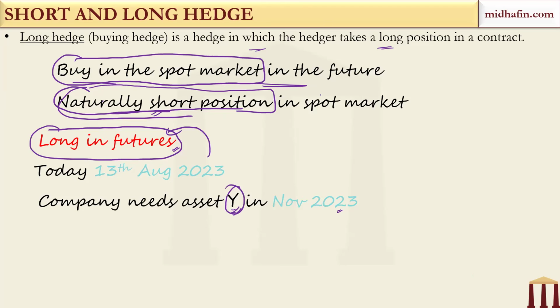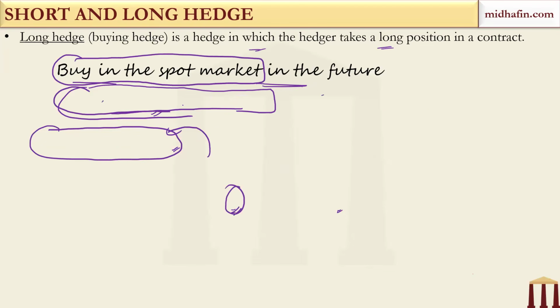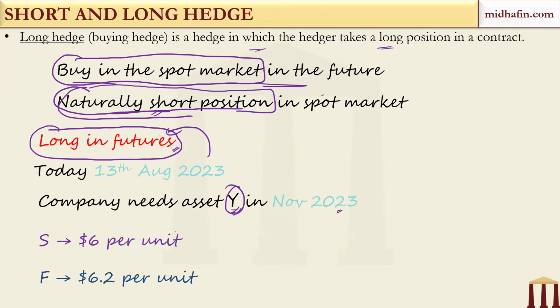Okay, so remember that when you own something or you're about to receive something, then only you are long in the spot market. But if you don't own something and you're not about to receive something, you have to buy it. You are in a naturally short position. Okay. So again, the ideas are the same.